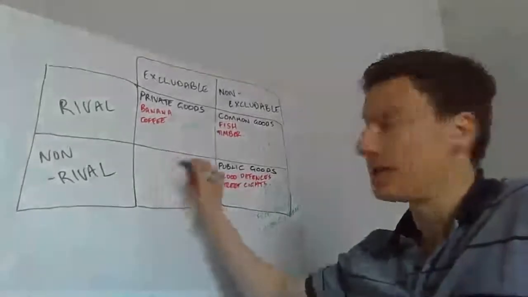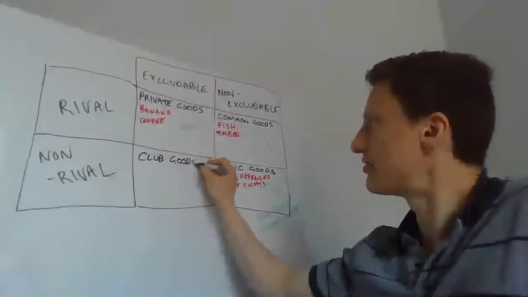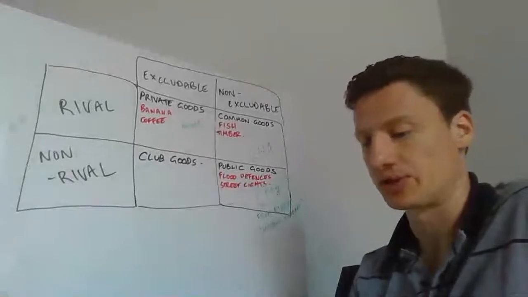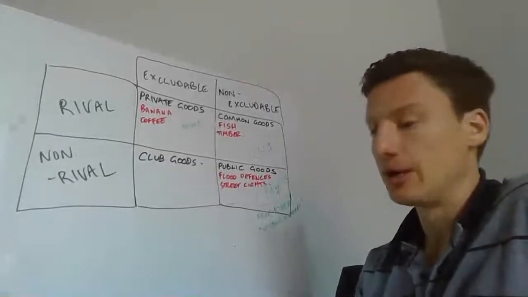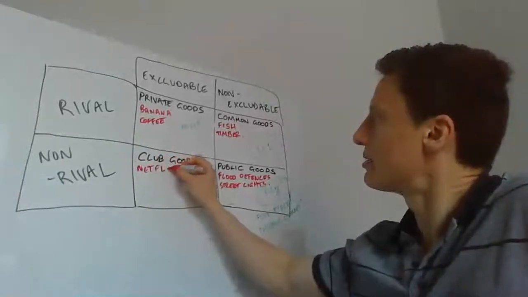Over here is something called club goods. Now, there is no reason why anybody in the A level or the IB specifications need ever study club goods, all right? But this is things like Netflix, Wikipedia.